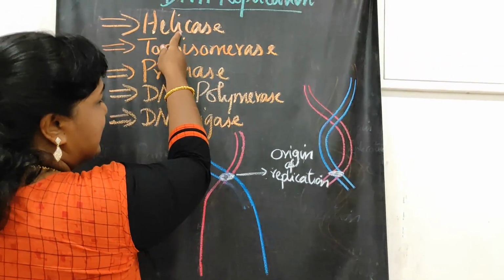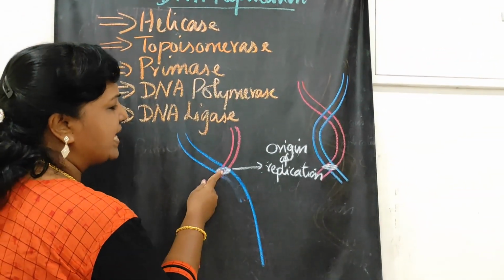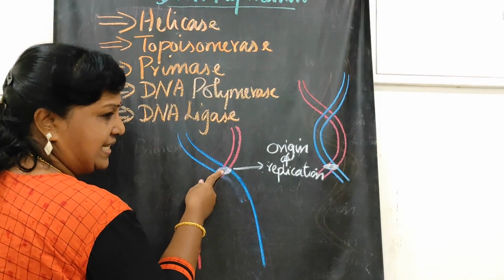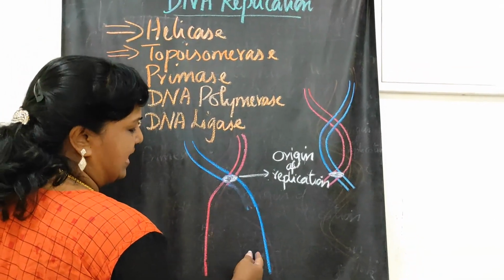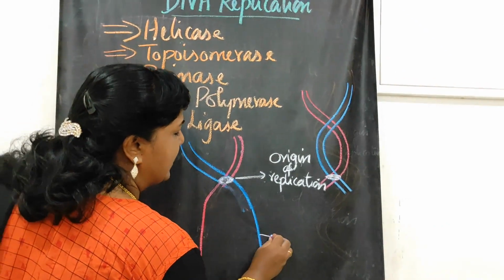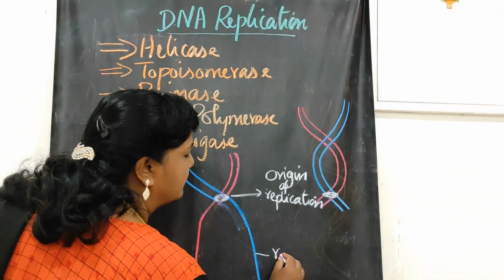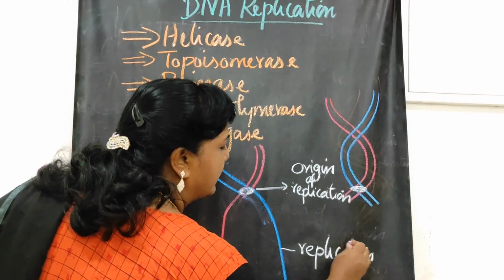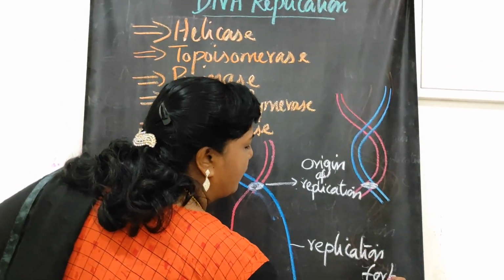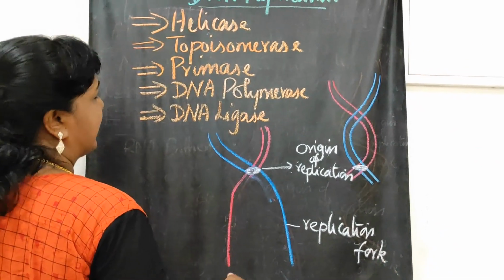So the first enzyme is helicase. It comes and binds with the origin of replication. The double strand DNA is separated into single strand DNA, and this is said to be the replication fork. And what's the second enzyme?